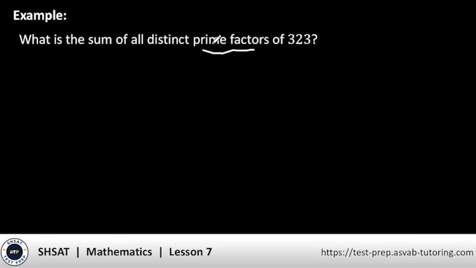But factors are the numbers that you use to completely divide any number. Let's say if we look at 4, the factors of 4 are 1, 2 and 4 itself. Why? Because 1 times 4 is 4, and 2 times 2 is 4. So that is 1, 2 and 4. Do we have any other numbers that completely divide 4? No, right? So in this case, first we need to figure out the prime factors of 323. Then we need to add them, all right?